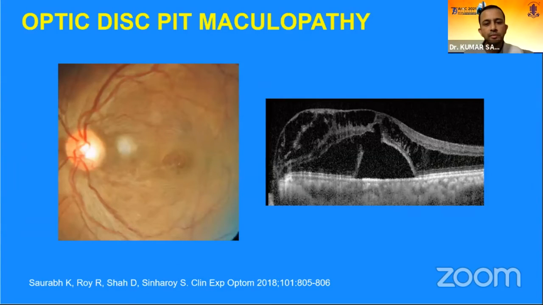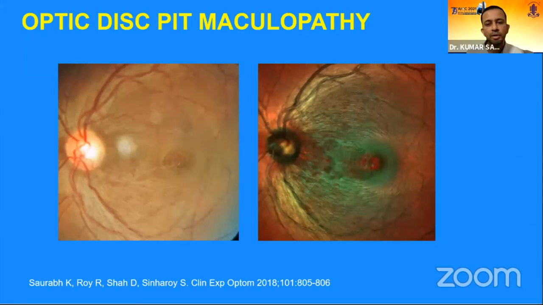Going to other structures involving the inner retina and retinal thickness. This is a patient of optic disc pit maculopathy. We can see here that OCT is nicely showing retinoschisis and subretinal fluid at the center of the macula. And the color fundus photo does show some thickness, but it doesn't give us any idea of what could be the cause of this thickness at the fovea.